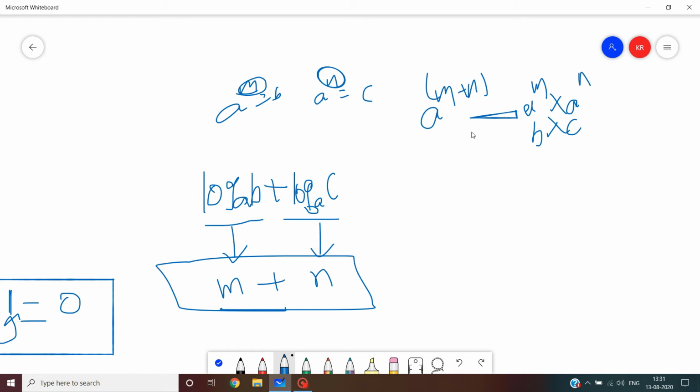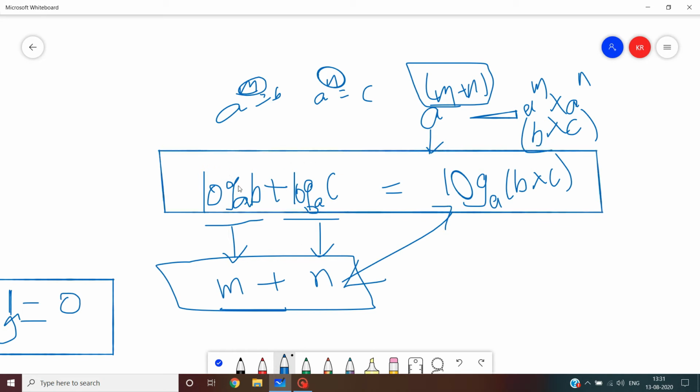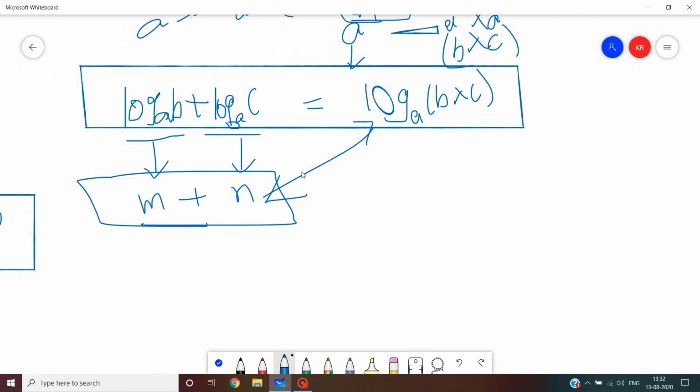So when I'm taking logarithm functions, this is the final result with the growth rate of a. I'll get log base a of b into c, which will be equal to m plus n. So this is the way we go with the logarithmic functions, or logarithmic laws.